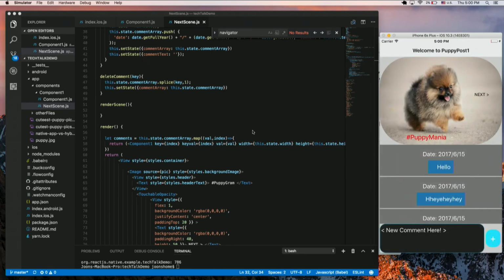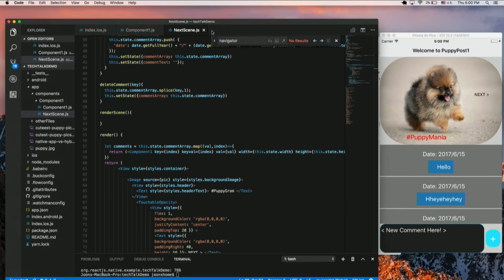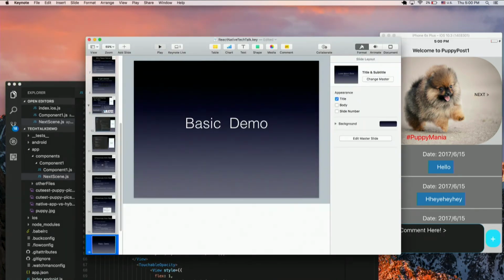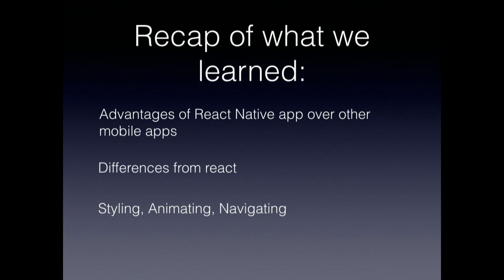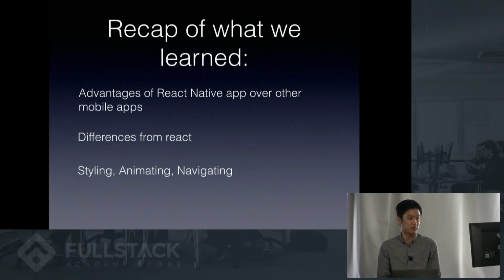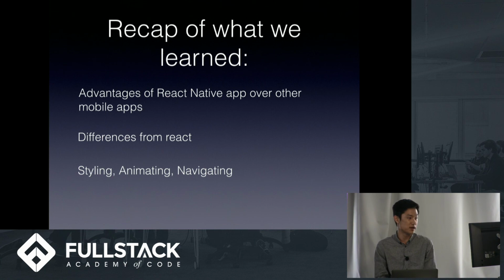So let me go back to the talk. Yeah, so let's just recap what we just learned. So we know a lot of advantages of React Native and why you should use it to make mobile apps. And you know some of the differences with React and things you've got to watch out for. And there's some different APIs for styling, animating, and navigating. And with that, you can just dive in and start creating some awesome apps. So I wish you guys good luck, and thank you for listening.